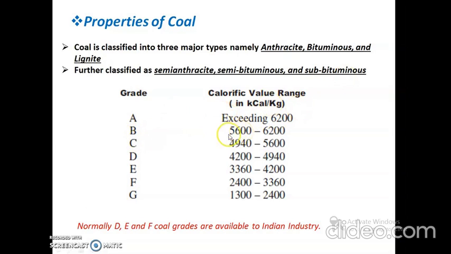Based on calorific value, A has the highest calorific value, the best quality coal, exceeding 6,200 kilocalories per kg. For B, C categories, the calorific value changes likewise. Normally D, E, and F grades are available in India, with calorific values ranging from 4,200 to a minimum of 3,300 kilocalories per kg.